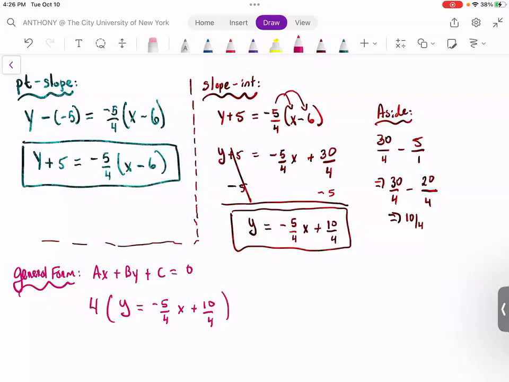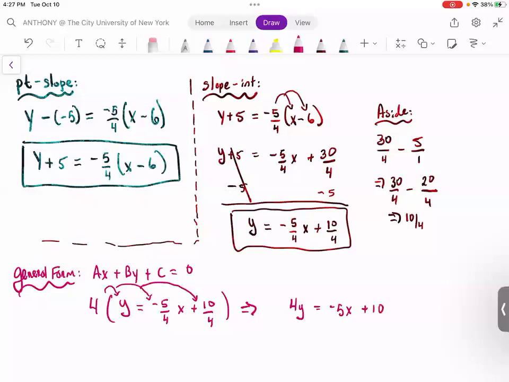So if I take 4 times y, that's going to give you 4y equals 4 times -5/4x. Well, because I'm multiplying and dividing by 4, what happens to your 4s? If you say it louder, it what? It cancels out. That's right. So if you take 4 times y, again, it's 4y. 4 times the negative 5 over 4x, the 4s cancel. This gives you negative 5x. And then if you take the 4 and multiply by 10 over 4, the 4s will cancel. You're just left with a positive 10.